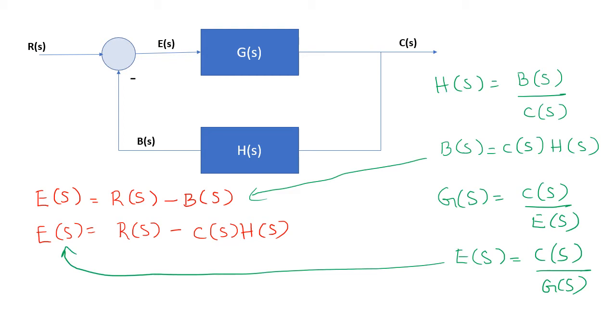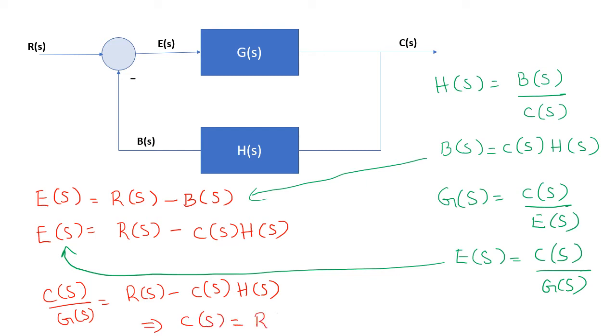So what are we going to get? C of S by G of S is equal to R of S minus C of S into H of S. So that we can write C of S is equal to R of S into G of S minus C of S into H of S into G of S.